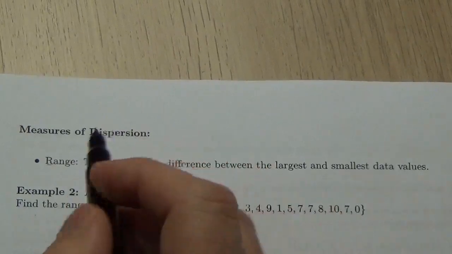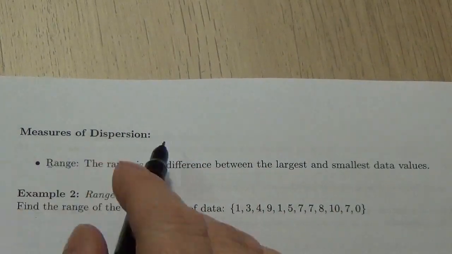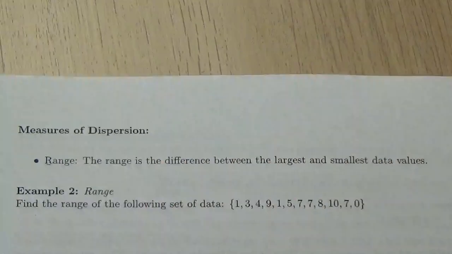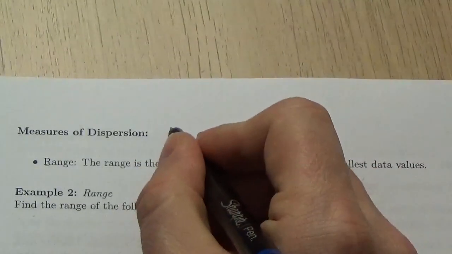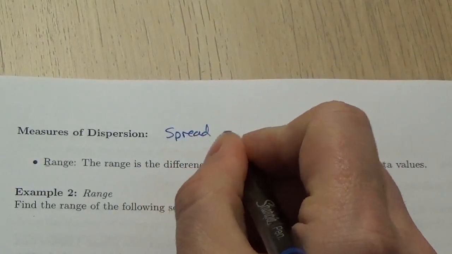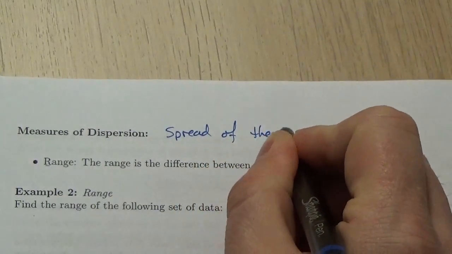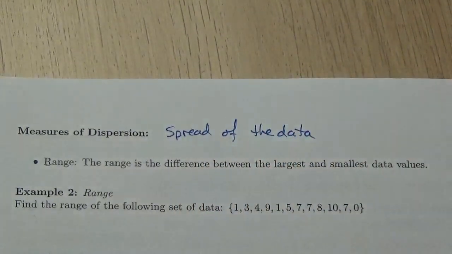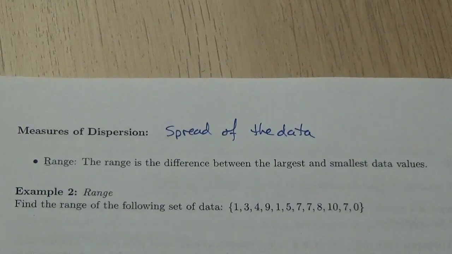Okay, hi everybody. Now we're going to take a quick look at measures of dispersion. This is the measure of the spread of the data, and that's important.